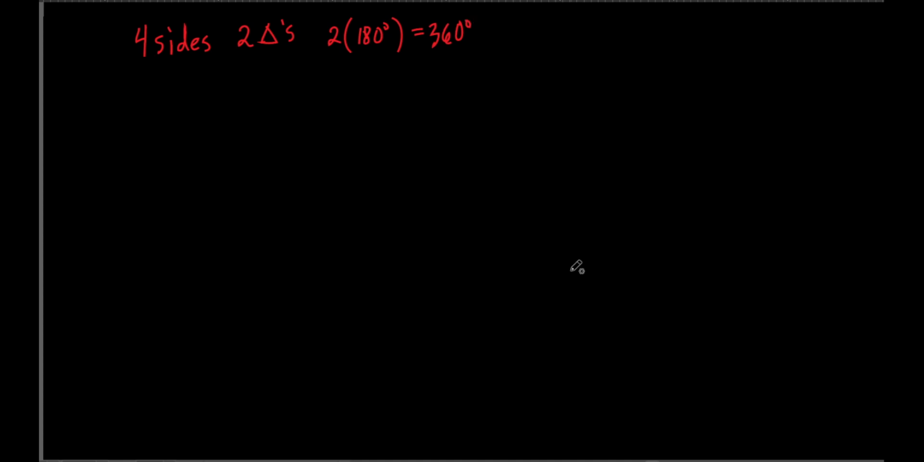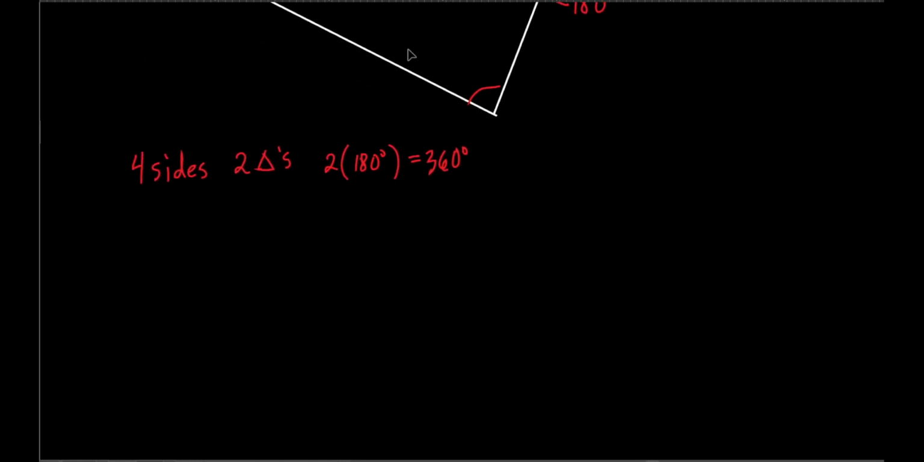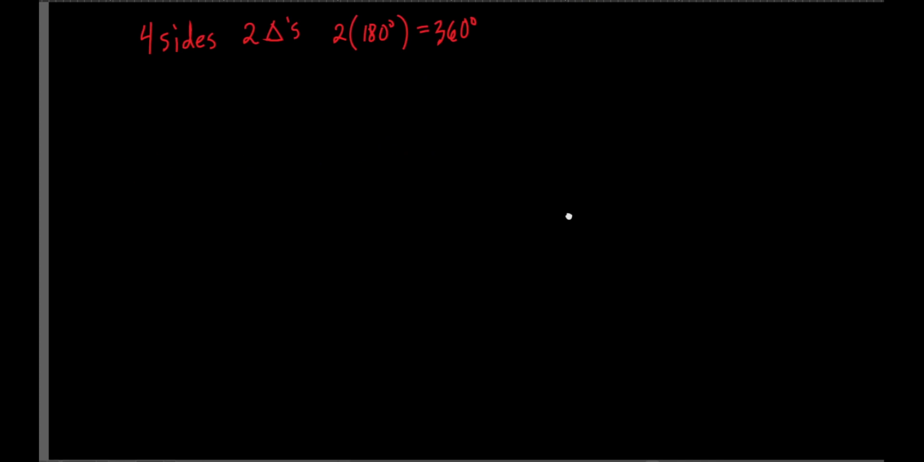Now I'm going to do the same thing, but not with a 4-sided figure. What do you think the next thing I'm going to do is? 5. Go to 5 sides. So let me just turn that into white.